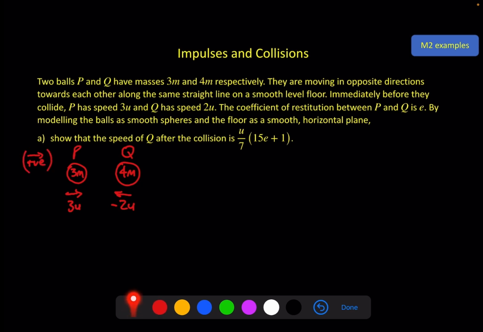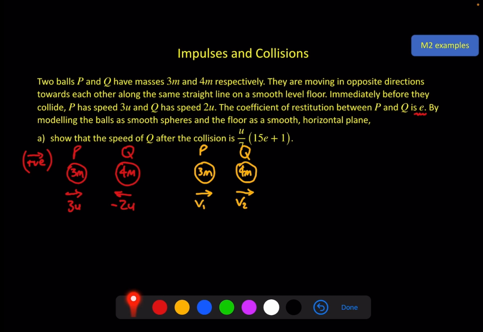Back to the information. The coefficient of restitution between P and Q is e. That's particularly awkward that they've just left it as e. Just keep in your mind here that e is an unknown value to find. By modelling the balls as smooth spheres and the floor as a smooth horizontal plane, show that the speed of Q after the collision is this. After the collision, the mass has not changed. I will start with them both in this direction, allowing for the possibility that they might be negative velocities.